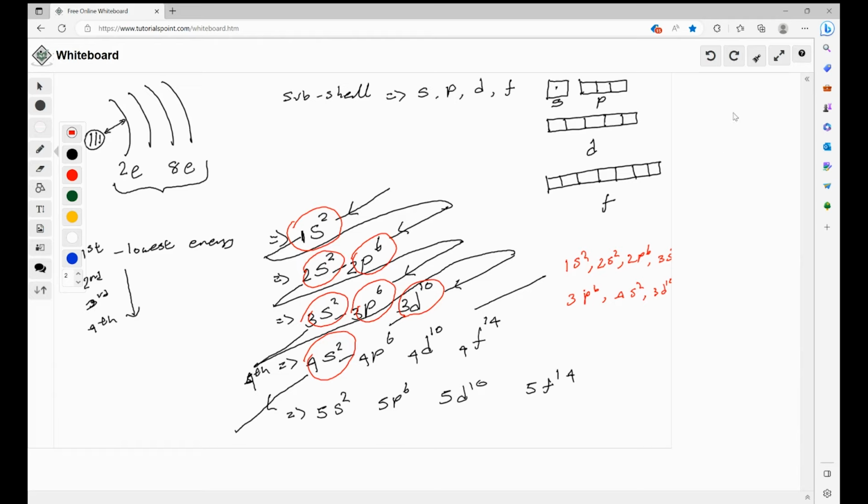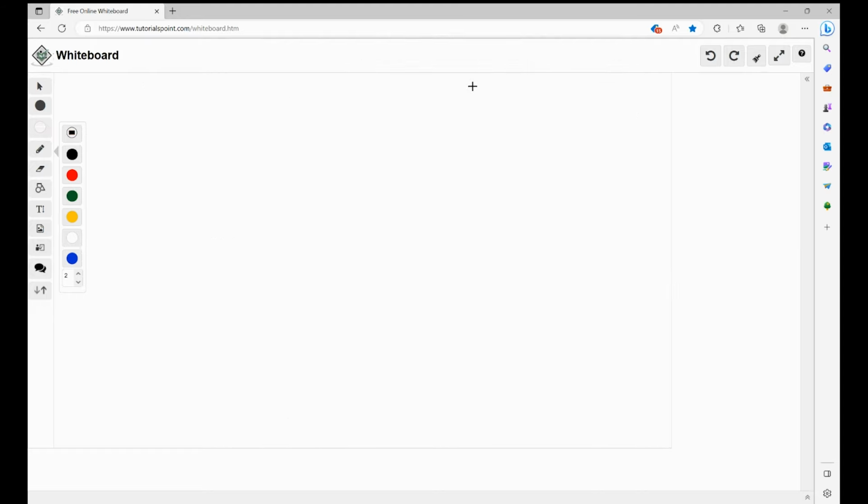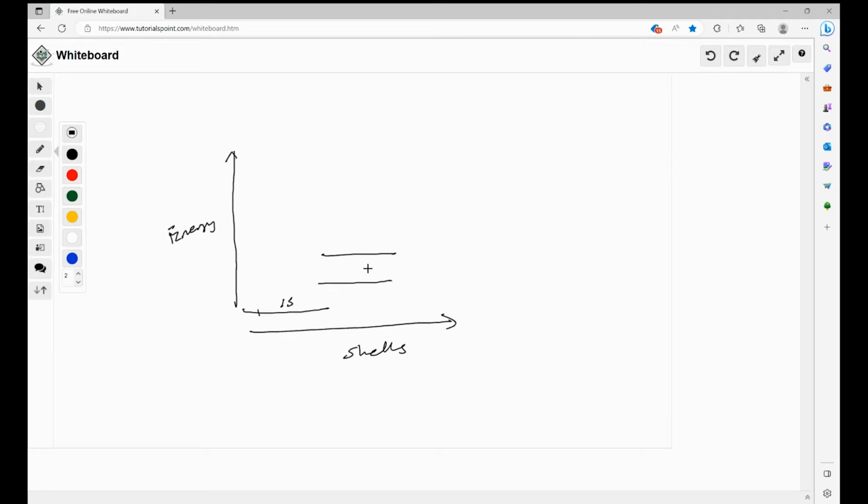Right. So now we have a problem or confusion about why this is happening. So we'll think about why it is happening. If I draw the line between the energy and the shells, how is it going to look? First, the lowest energy is obviously the 1s. Then, if you look at this energy level, 2s and 2p. Again, 3s, 3p, and 3d.